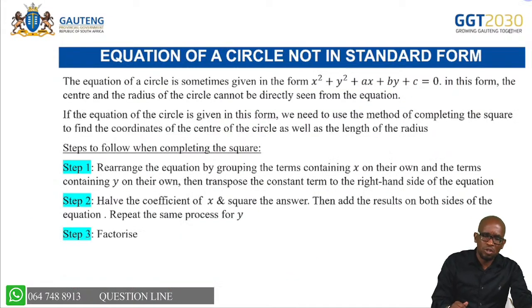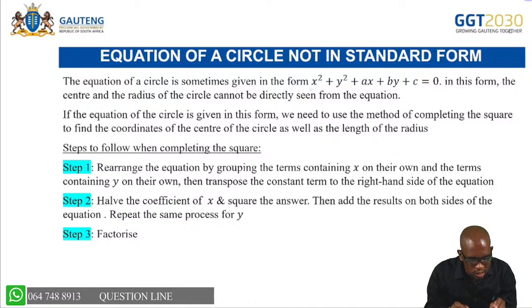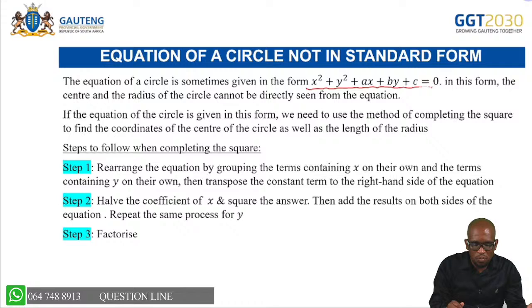Now we move on to an equation of a circle that is not in standard form. In this case, we are given an equation x² + y² + ax + by + c = 0. Now in this form, we cannot directly pick up the center of the circle as well as its radius exclusively from the given equation.